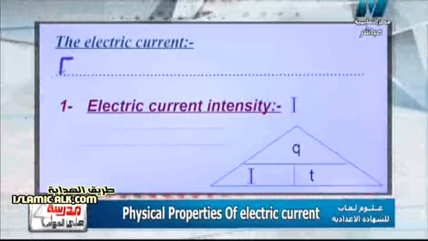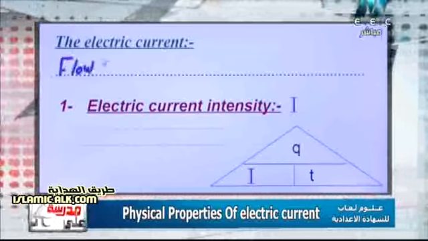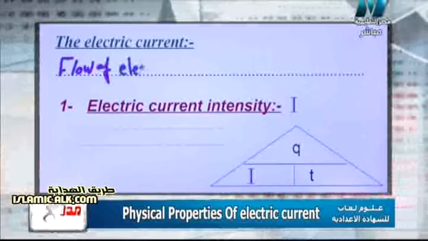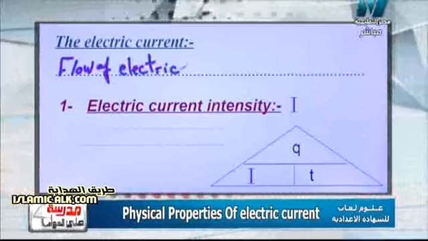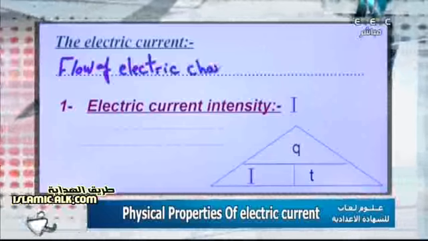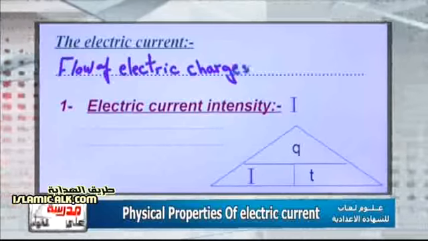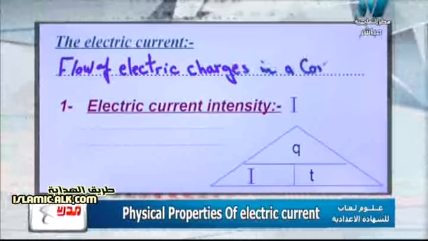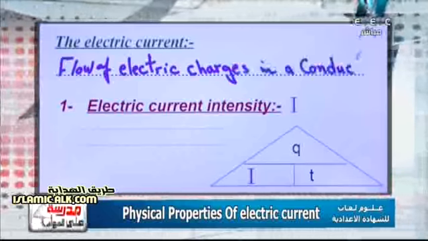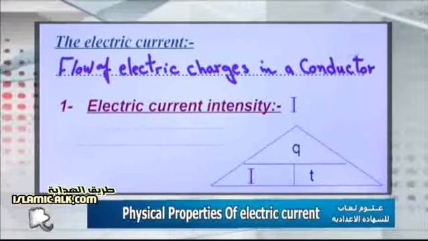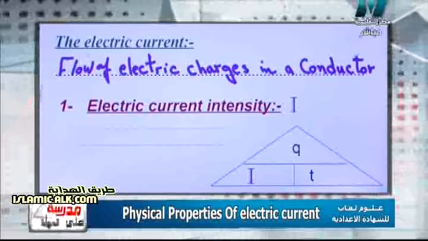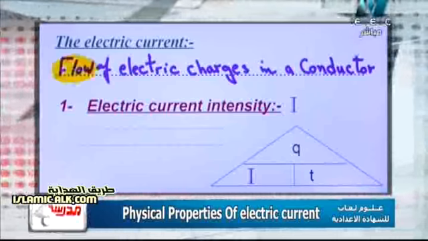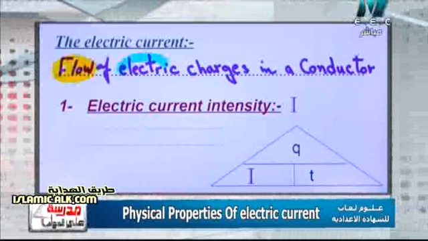Which means flow of electric charge in a conductor. So we have to know what is meant by electric current. Here we know the electric current is what? It is the flow of electric charge.